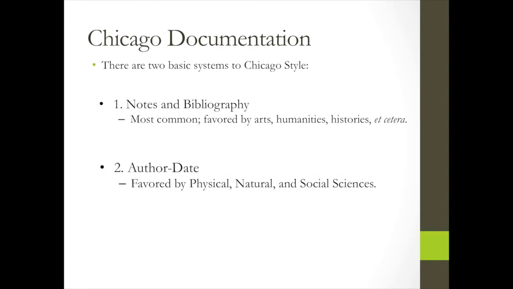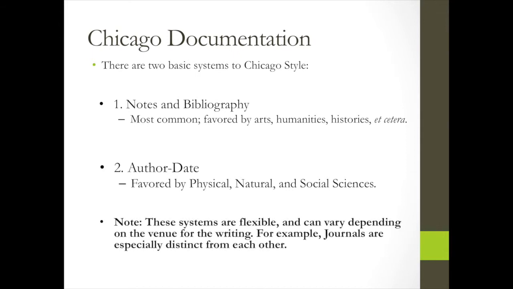The other system is the author date system. This is favored more commonly by the physical, natural, and social sciences. The one special thing to note about each of these systems is that they are flexible and they can vary depending on the venue for the writing.